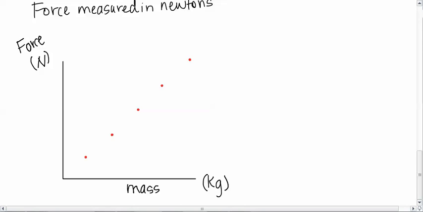And you should get a nice straight line there. We could even make a best fit straight line. Remember, best fit straight line goes through most of your data points.